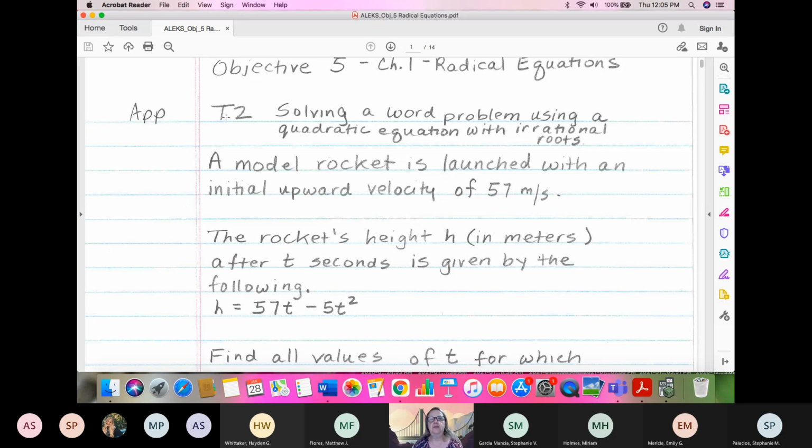So these T and then these numbers, those are really more for me than for you. That just stands for topic number 2 on the big packet of all the ALEKS objectives and topics that I have. Like I've got all 180 of them in one packet. So it's just a way for me to keep straight where we are in the course. So topic 2, solving a word problem using a quadratic equation with irrational roots.